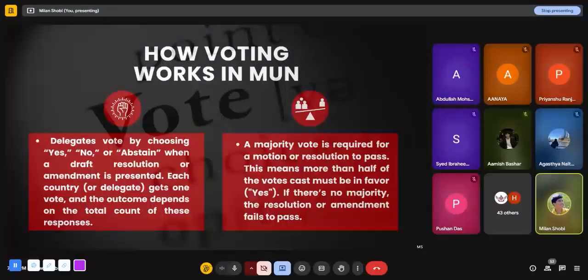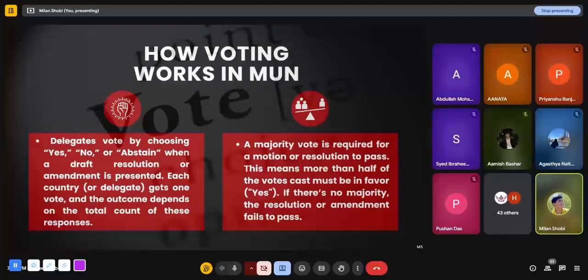Okay, so now let's talk about how the voting really works in an MUN. The delegates can vote by choosing a yes, no, or an abstain when a draft resolution or amendment is actually presented in the committee. Each country, or what we call a delegate, gets one vote. Even if you are in a double delegation committee, you will get a chance to vote only once. Both the people have one chance to vote. So each country or delegate gets one vote, and the outcome depends on the total count of these responses.